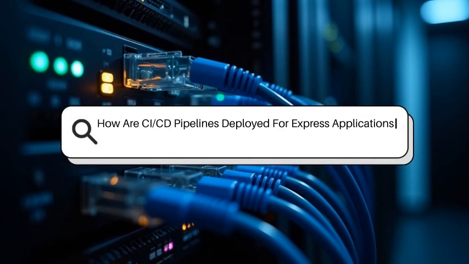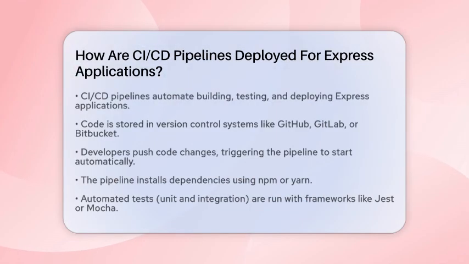How are CI/CD pipelines deployed for Express applications? Imagine a world where updating your backend code happens smoothly without any downtime or manual effort. That's what deploying continuous integration and continuous deployment pipelines does for Express applications. These pipelines automate the process of building, testing, and deploying your backend code, making sure everything runs reliably and quickly.